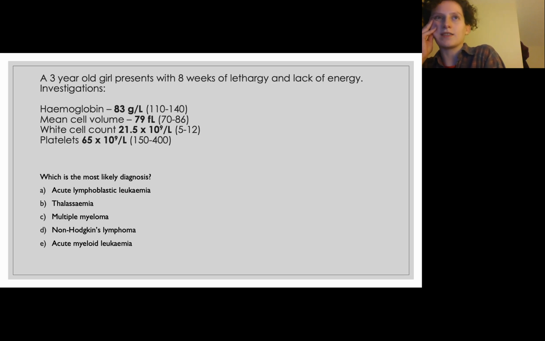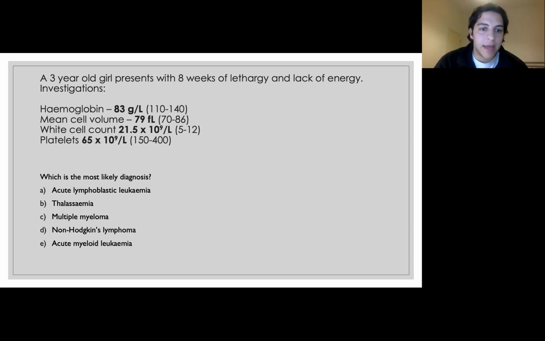So we've got a few answers coming back in the chat. It looks like everyone's thinking it's A. Okay, brilliant. A is the correct answer. This is because of the patient's age, they're 3 years old, and their hemoglobin is low, meaning that they're anemic. Their platelets are low, so they've got thrombocytopenia, and their white cell counts are high, but they're likely to be immature cells, so they won't be functioning well and helping the patient's immune system. So for that reason, it's ALL.